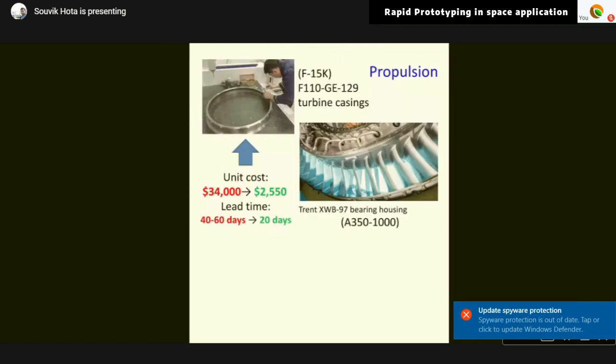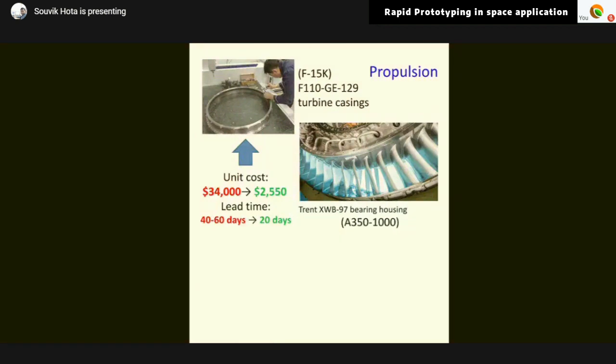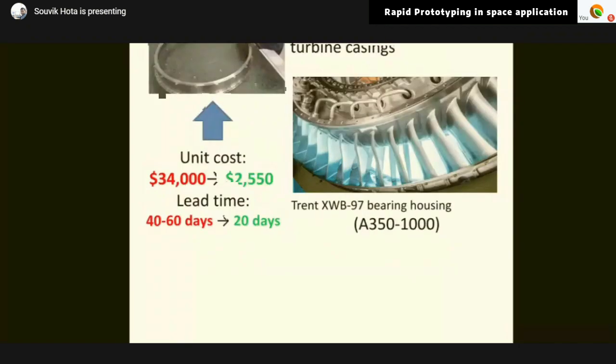Now we can see the turbine casing of the F-15K aircraft. Here they are using the GE-129 engine. You can also see the Trent XWB-97 engine and its bearing, which is used in the A350 aircraft. In most of the cases, the cost has been reduced from $34,000 to $2,550. So how much reduction in cost if we just concentrate in this area?